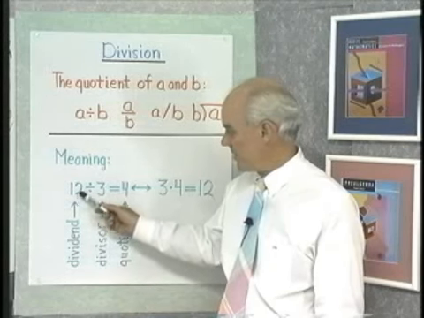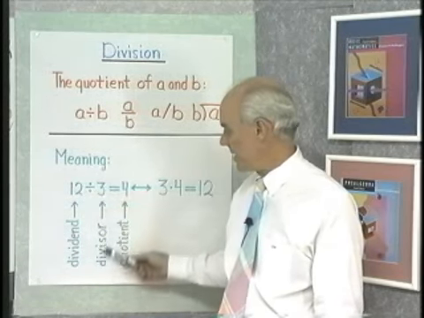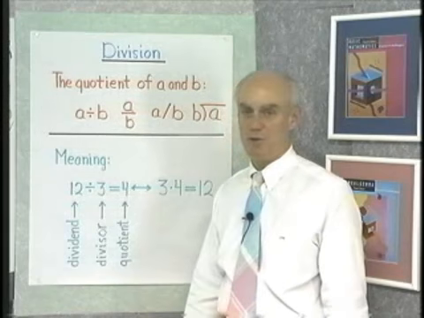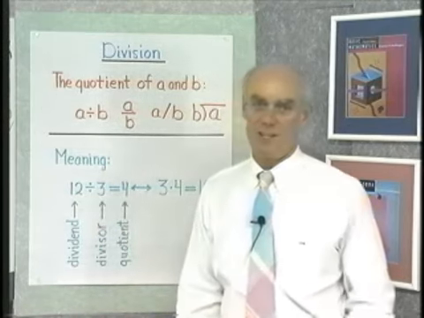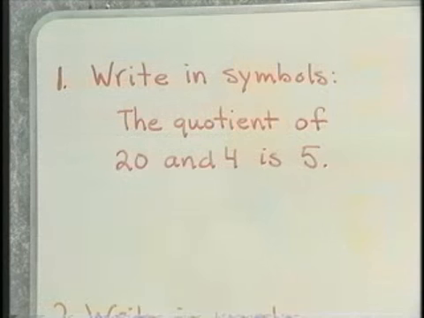This number is called the dividend. The thing we divide by is the divisor, and the number that we get is called the quotient. So the quotient of 12 and 3 is equal to 4. Let's go to the board and work a few problems.